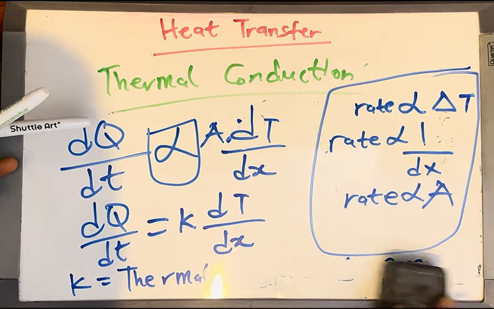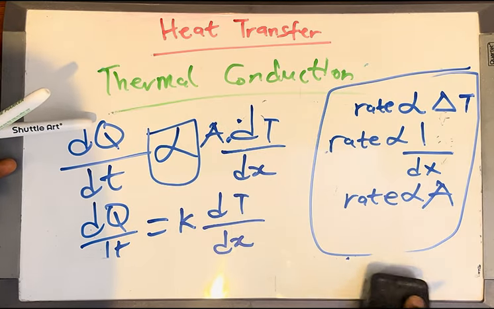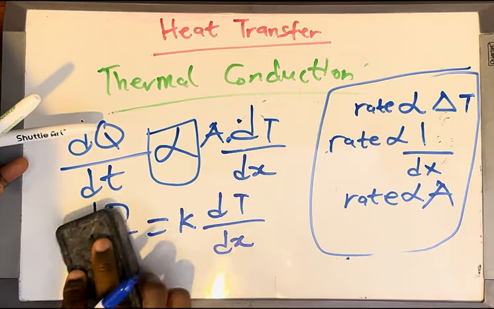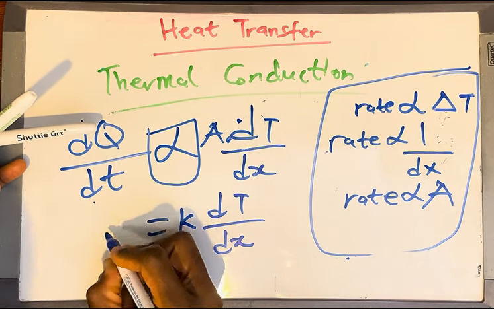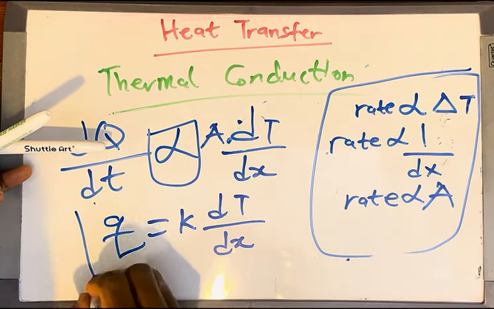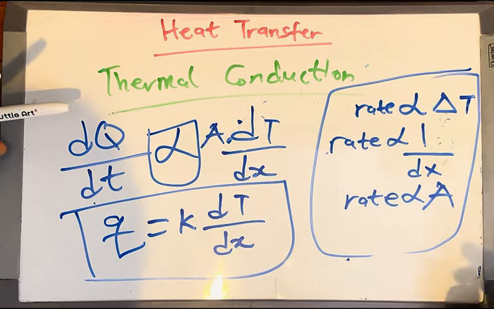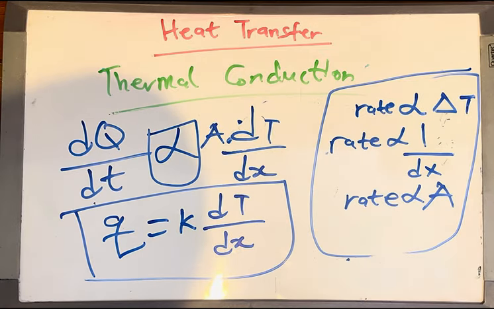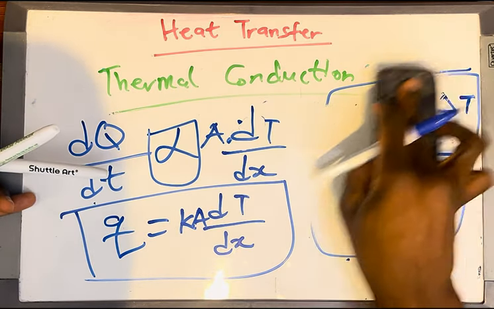So this is Fourier's equation. At a steady state, whereby the change in temperature is constant, the dQ over dt will tend to be small q. So you can see this equation in several textbooks. Q is equal to what? k dT over dx. Sorry, I forgot the A. Q is equal to kA dT over dx. This is Fourier's equation.